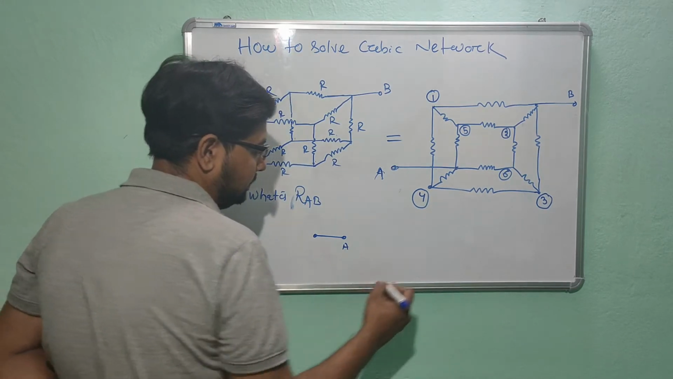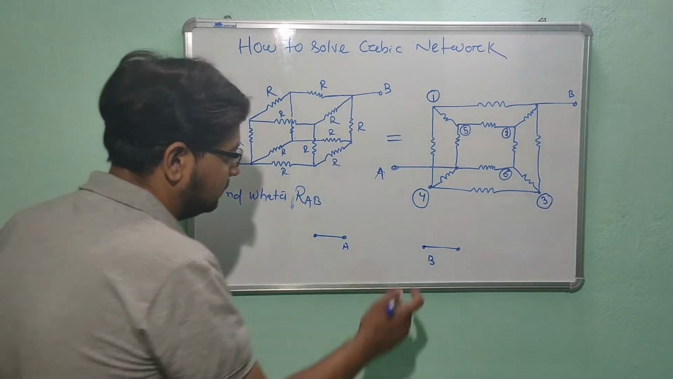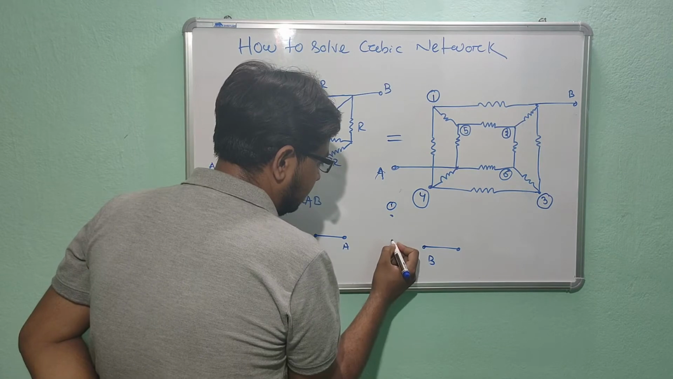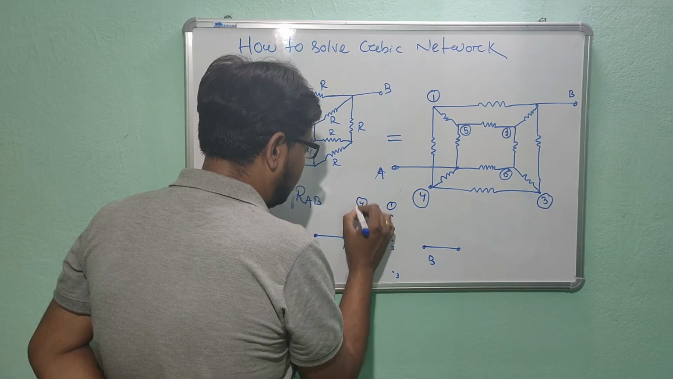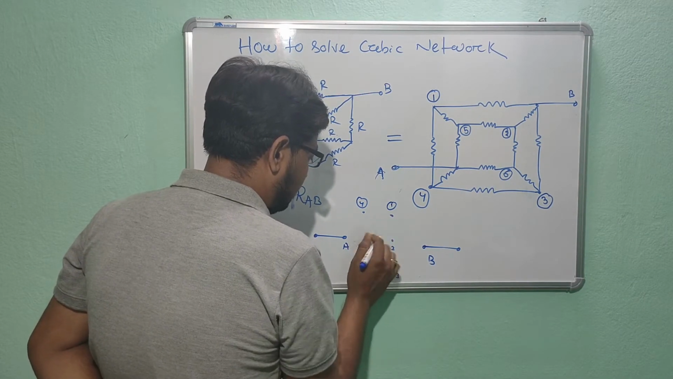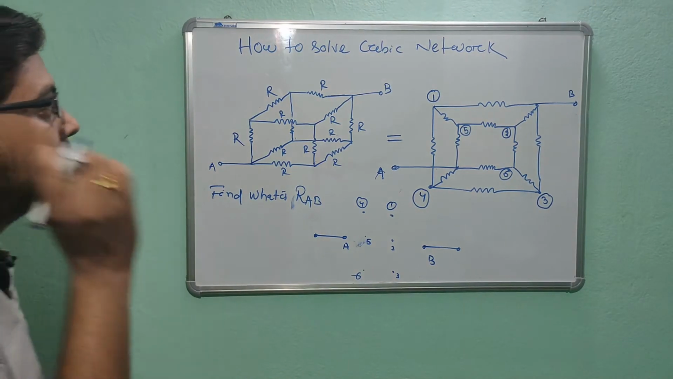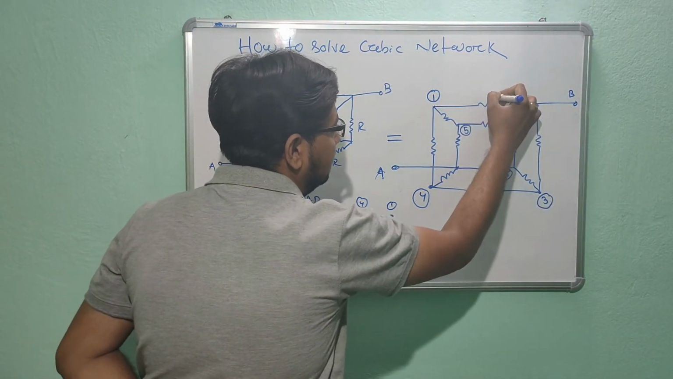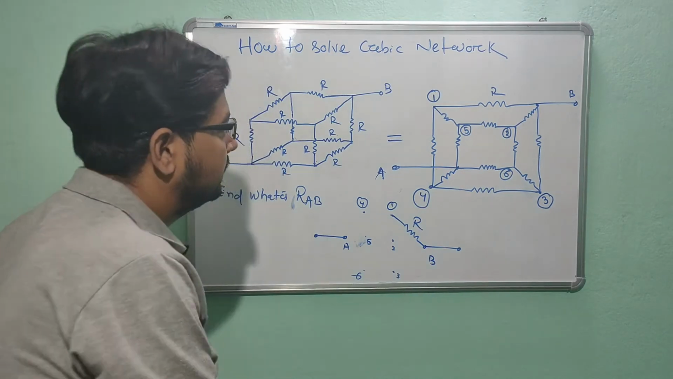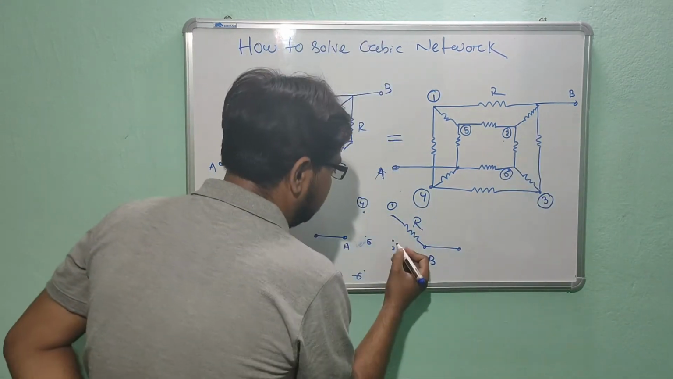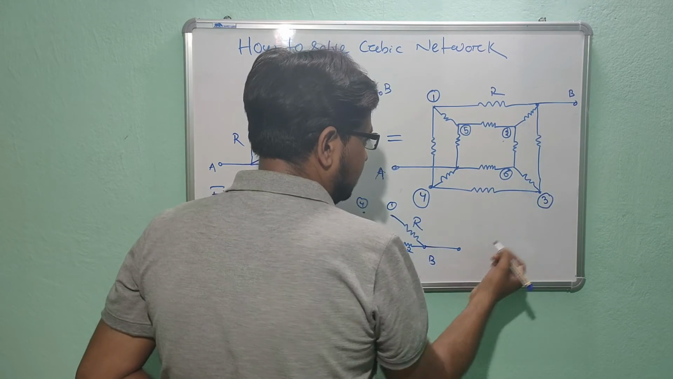Point A, this is your point B. Now this one is your 1, 2, 3, and 4, 5, 6. Now B to 1 there is a resistor R. B to 2, there is a resistor R. Point B to 3, R.